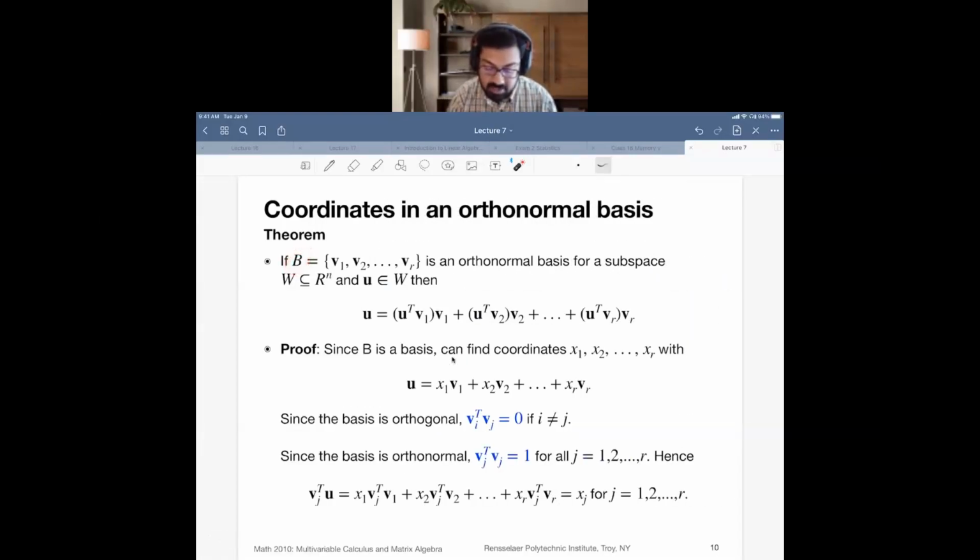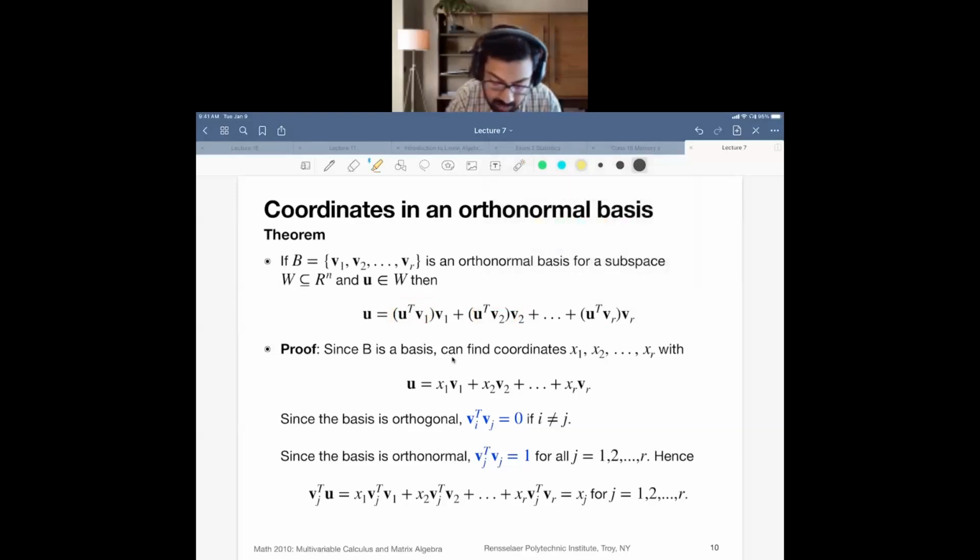So now we have a B, which is a set of r vectors, and each of these vectors is in R to the n. This is an orthonormal basis. So we know conditions of orthogonality have to be met, and also the norms of each of those vectors have to be one. The vectors are in subspace W belonging to R to the n, and we are looking at some u that is also part of that same subspace W. Then I will be able to reach u as a linear combination of all these vectors in my orthonormal basis. All I need to do is project u on v1, project u on v2, and project u on vr. Those projections will essentially give me the coordinates.